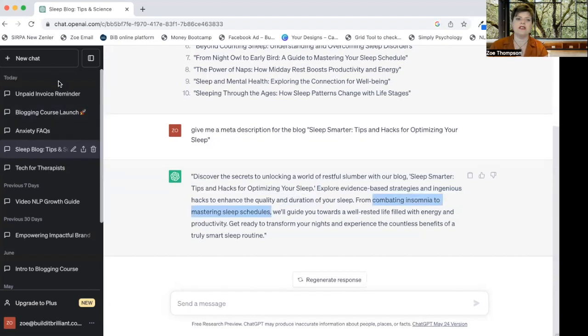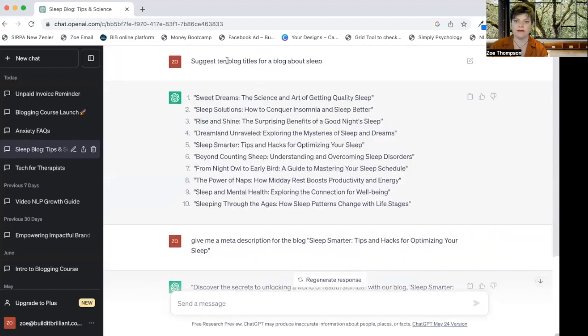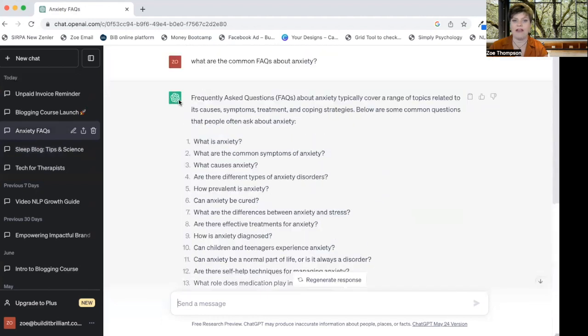The other thing, as you can see in the toolbar at the side, is it saves your questions. So then you can go back to these whenever you want and have a look at some more. So the second one is blogs. If you're wanting to write some blogs, then it's really great for getting some inspiration on blog titles and meta descriptions and keywords.